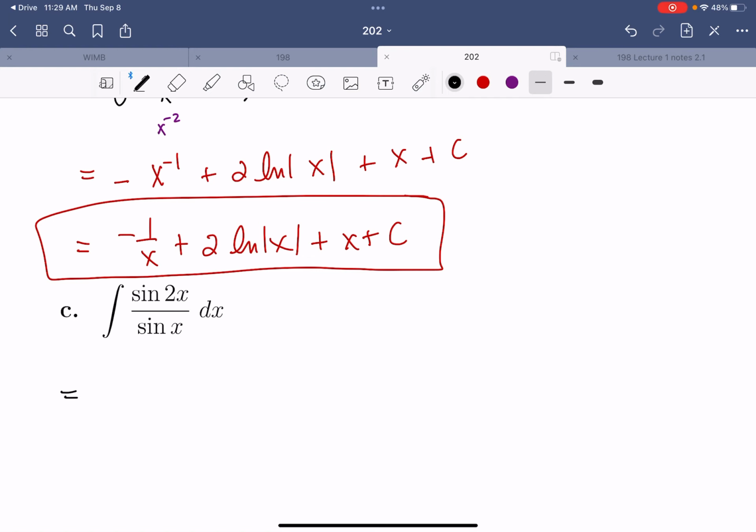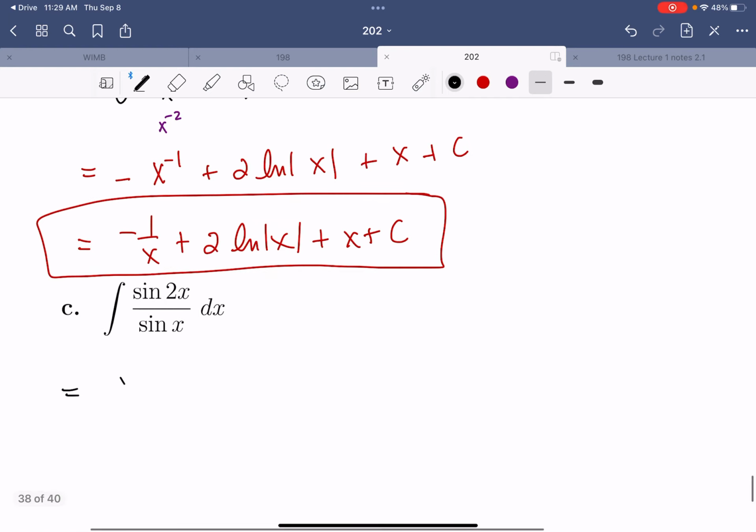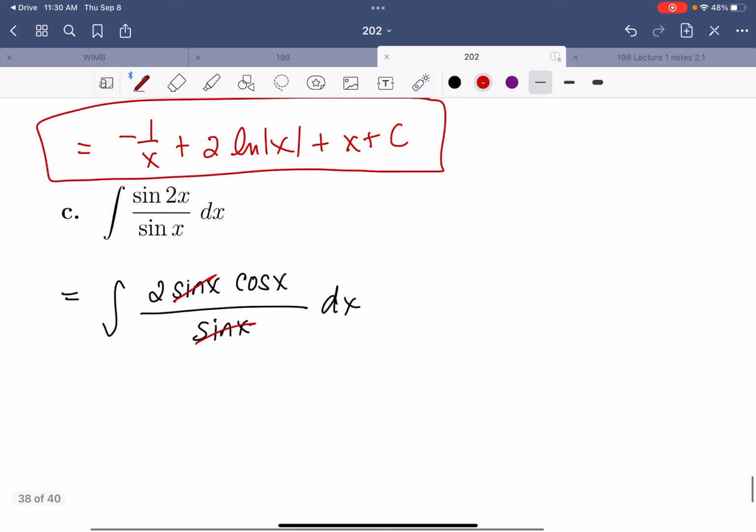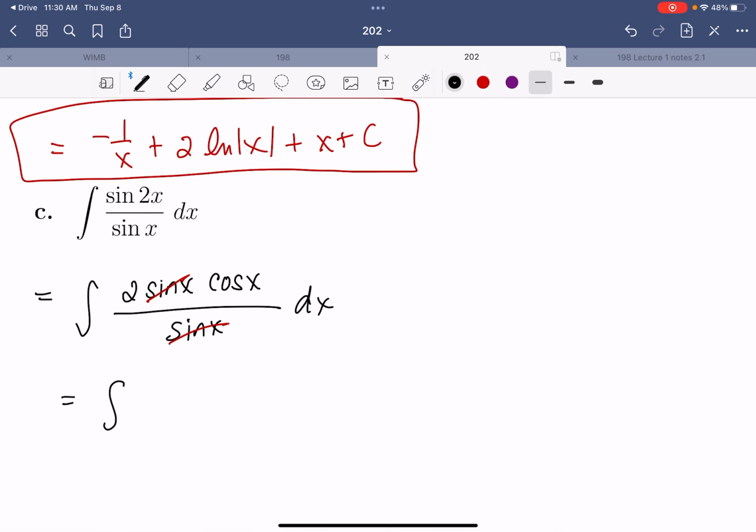And I can't just cancel the signs together. So the sine of 2x is the same as 2 sine x cosine x, if you look up your identities. And you divide that by sine x. Now I'm allowed to go ahead and cancel my signs. And that gives me the integral of 2 cosine x dx.